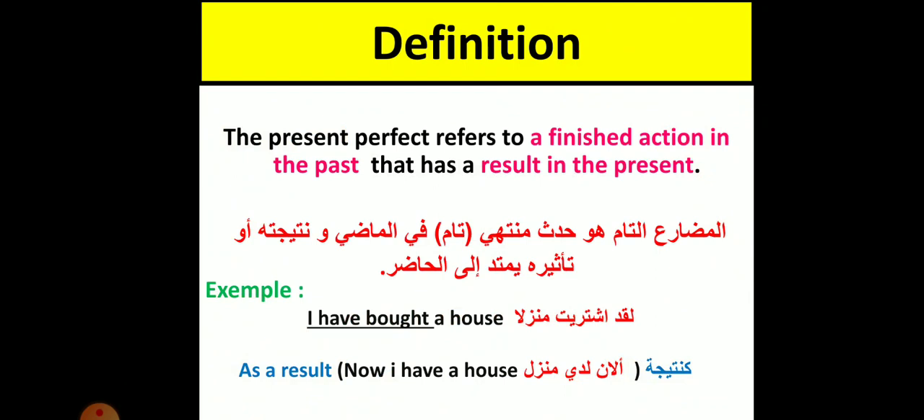Okay, let's look at this example. I have bought a house. Okay, this is the present perfect. This is an action that happened in the past, but the result is now I have a house. So I have bought a house. Now I have a house. In the present, I have a house.